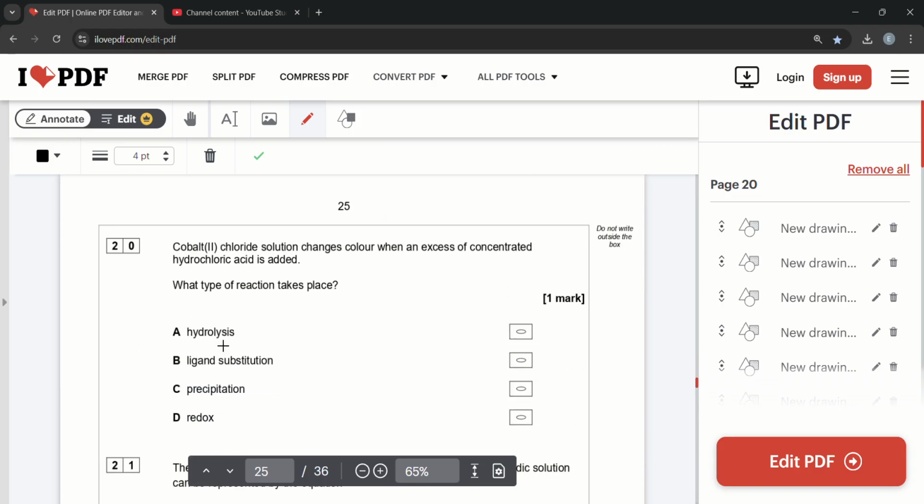What type of reaction takes place? The only type of reaction that can take place in this case, definitely not precipitation or redox. So it's hydrolysis or ligand substitution. It's definitely going to be ligand substitution.